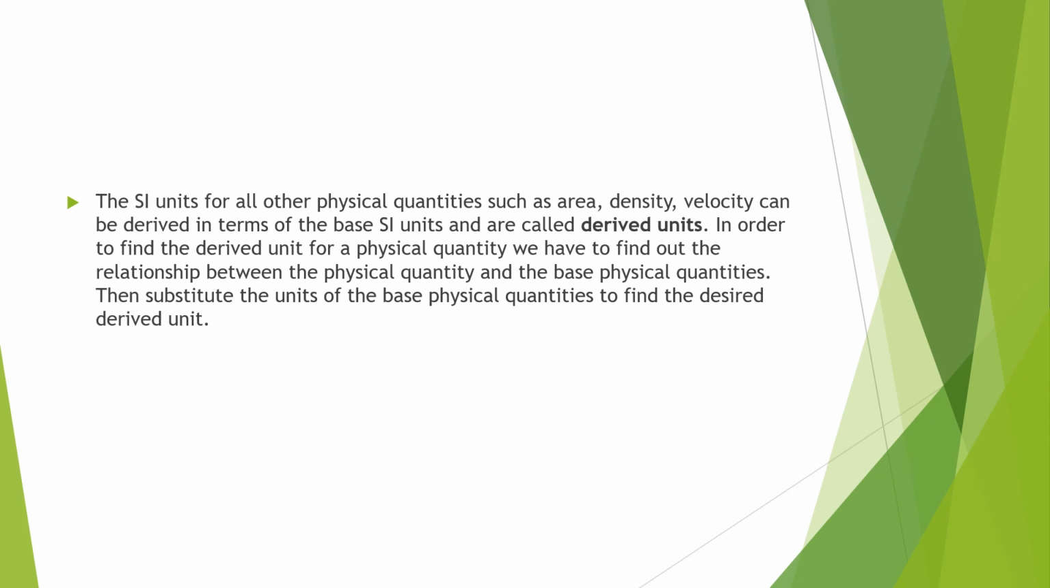The SI units for all other physical quantities such as area, density, and velocity can be derived in terms of the base SI units, and they are called derived units. In order to find the derived unit for a physical quantity, we have to find out the relationship between the physical quantity and the base physical quantities. Then substitute the units of these base physical quantities to find the desired derived unit.